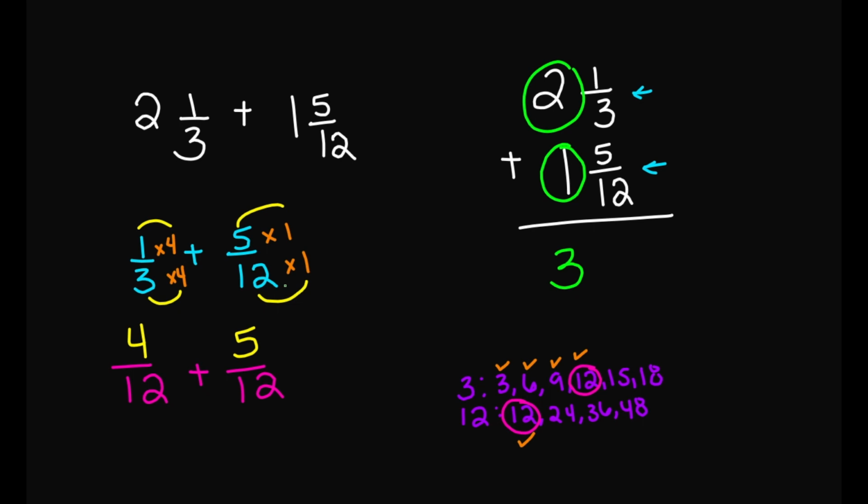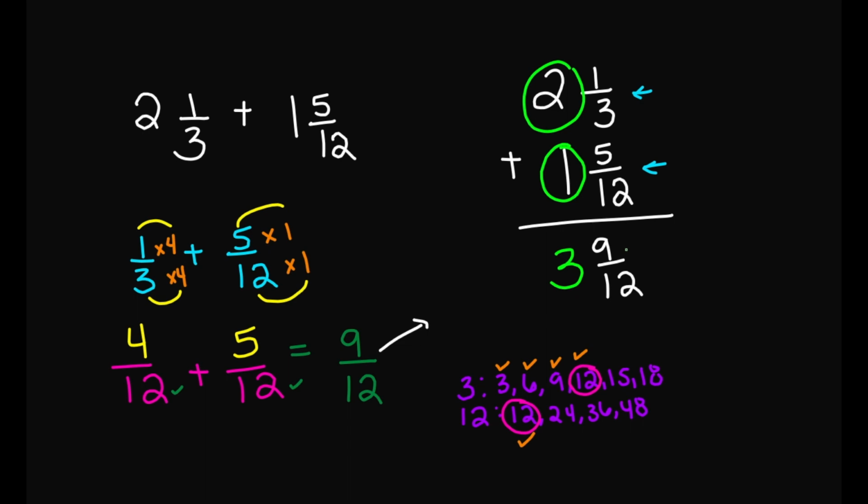Now that my denominators are the same, I can go ahead and add my numerators. I have a 12 here and a 12 here, so that's perfect. 4 plus 5 is going to equal 9, and this is going to be over 12. So remember, the 9/12 goes back to this problem here. We added my 2 plus 1, that's 3. If I add 1/3 plus 5/12, I'm going to get 9/12 here as my answer.